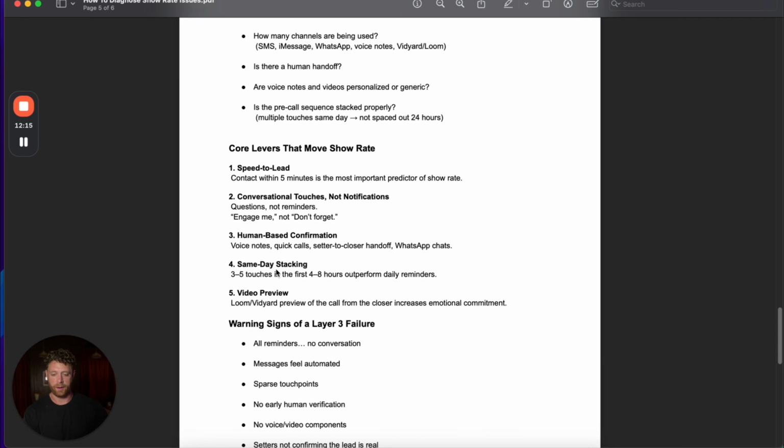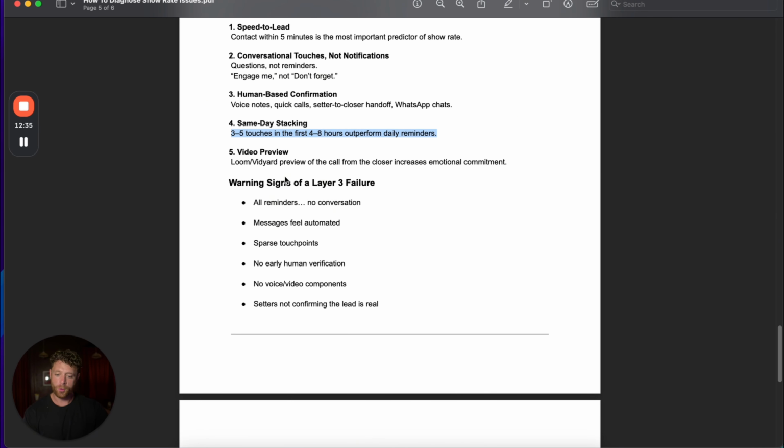Same day stacking. 3 to 5 touches in the first 4 to 8 hours outperform daily reminders. So instead of sending one message on day 1 and then one on day 2, send as many as you can in that front load. If they're human and they booked a call and they actually have interest, they're going to reply. And if they don't, you either need to get that call off your calendar or you need to get a hold of them. So warning signs of a layer 3 failure: all reminders, no conversation, messages feel automated, sparse touch points, no early human verification, no voice or video components, and setters are not confirming that the lead is real.